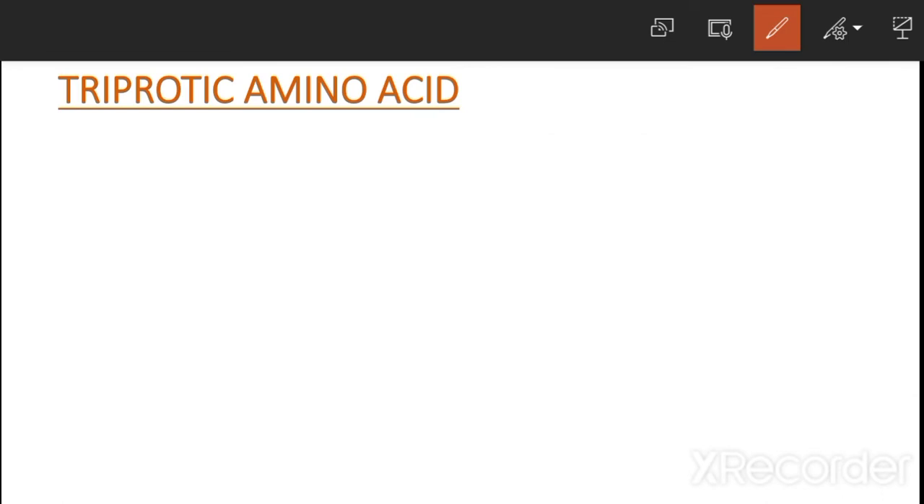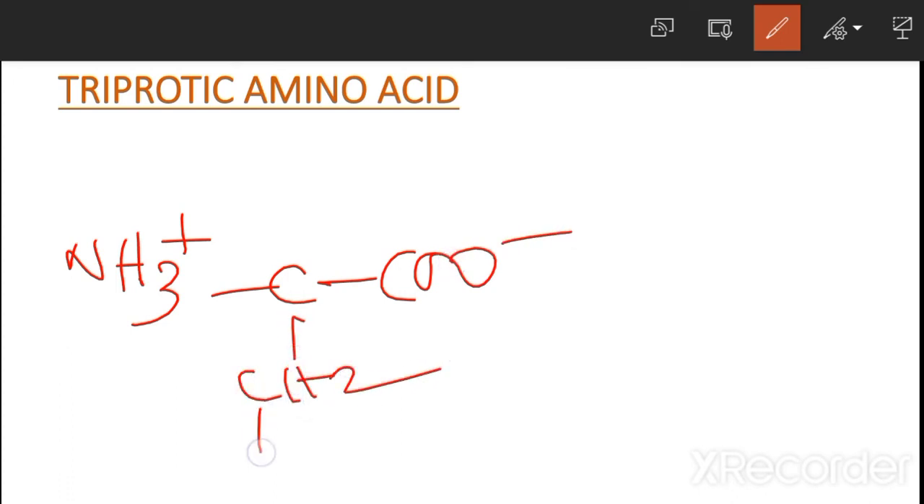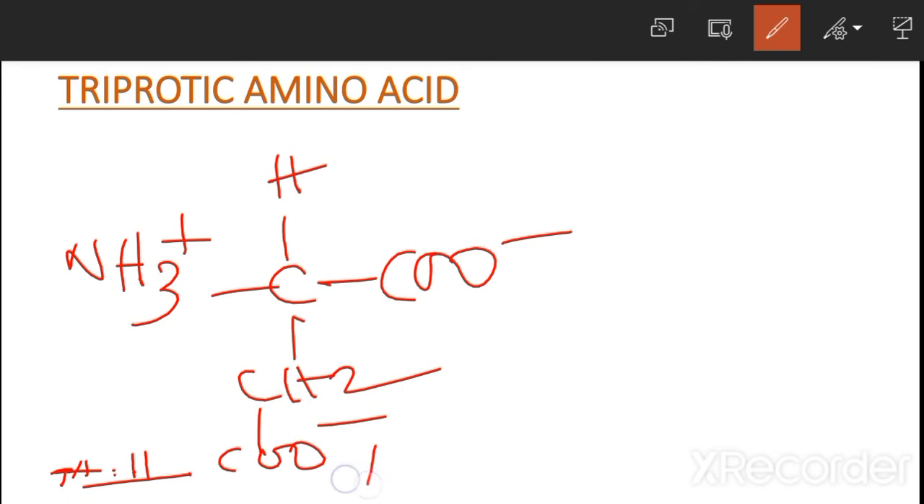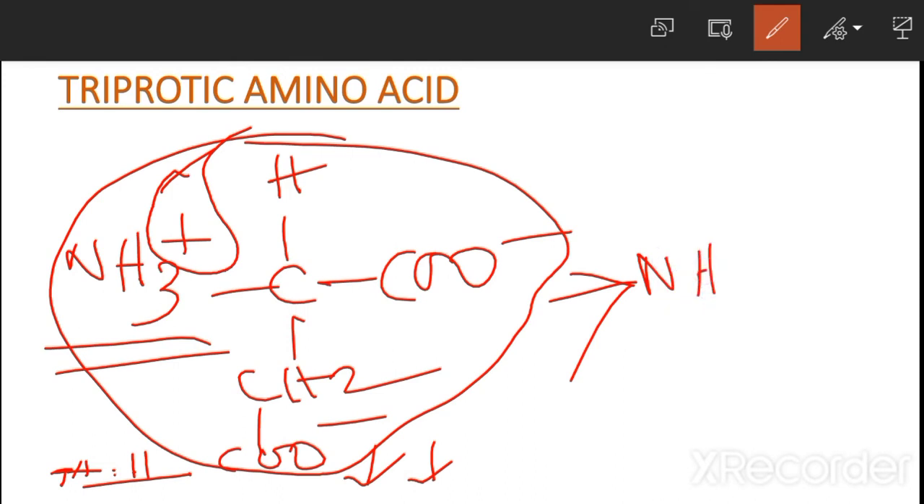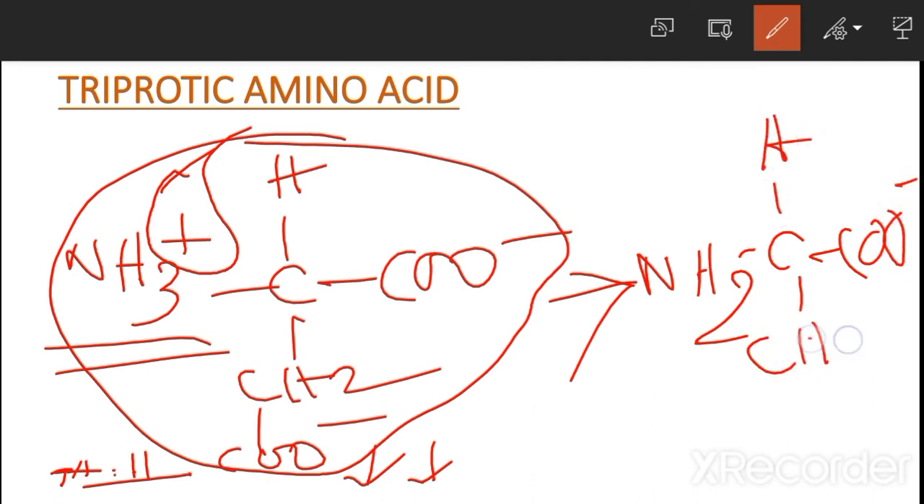When the pH reaches 11: NH3 plus, COO minus, CH2 COO minus, and H. When pH is high, the proton concentration is low, and there is no group left to donate a proton, but it needs to donate one, so NH3 plus donates a proton. NH3 plus becomes NH2, with COO minus, H, CH2 COO minus. This is the whole condition.